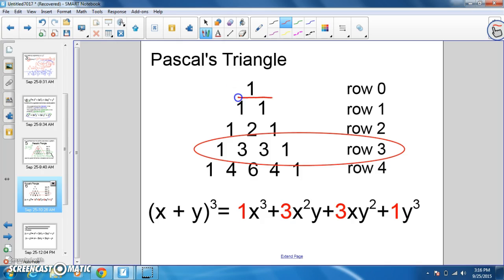The first row is row 0, then row 1, row 2. The row with the second number as 3 is row 3. The numbers in row 3 are 1, 3, 3, 1, and our coefficients in our answer are 1, 3, 3, and 1.